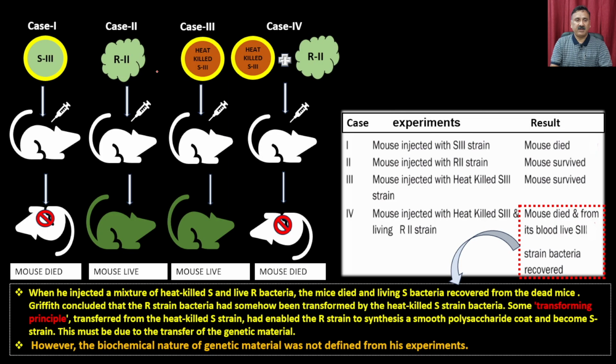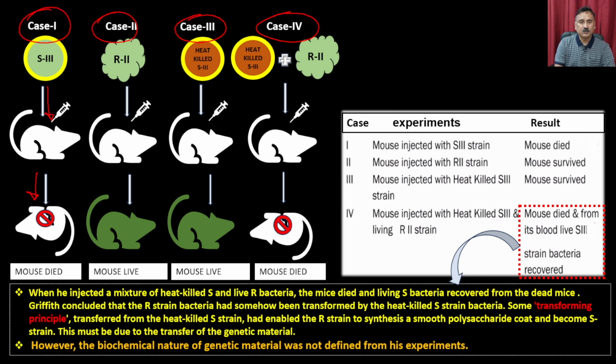So this is the experiment he has done. He has done the experiment using 4 different types of conditions: case 1, case 2, case 3, case 4. In case 1, he has taken the S type of bacteria and injected it into a healthy mice, and after some time the healthy mice is gone, because it developed the disease, pneumonia, and that's how it died.